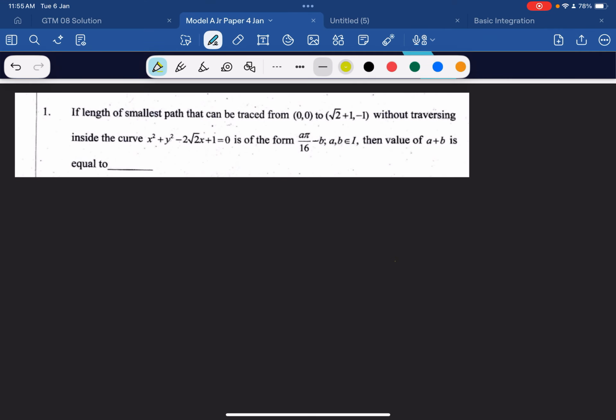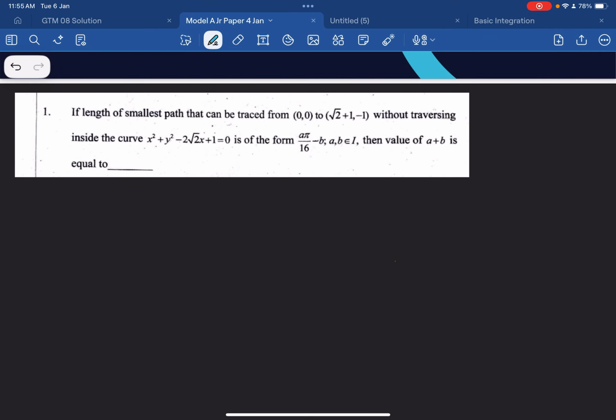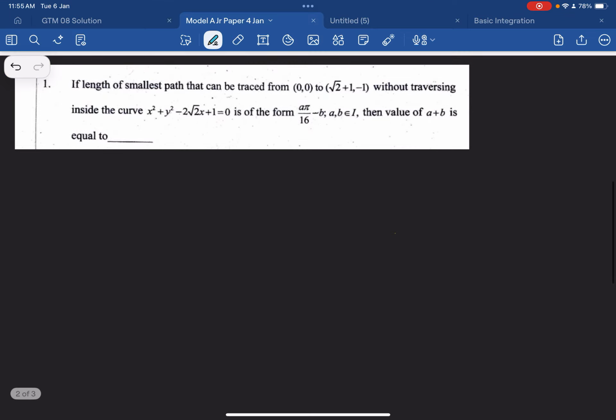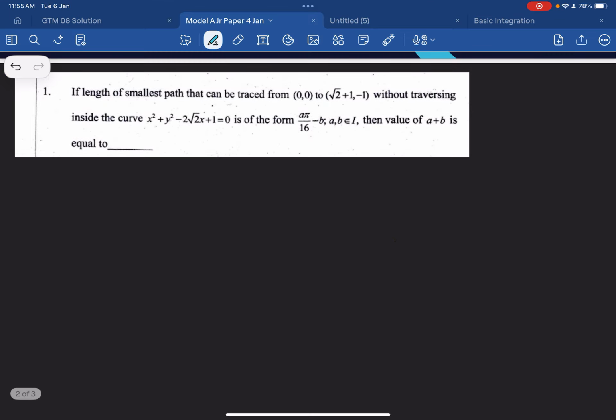Hi everyone. So let us solve this question and we'll see how much time it is going to take to solve it. This question belongs to the circle topic and it is actually a model A paper. So let us see the question.